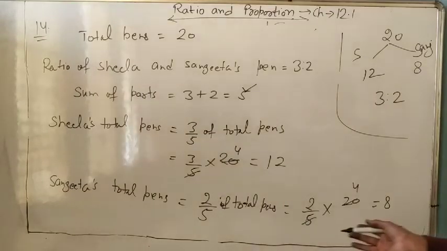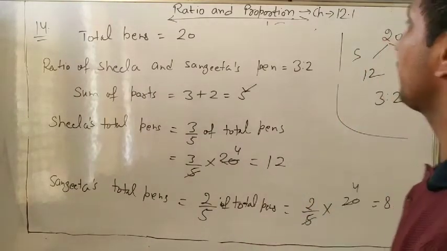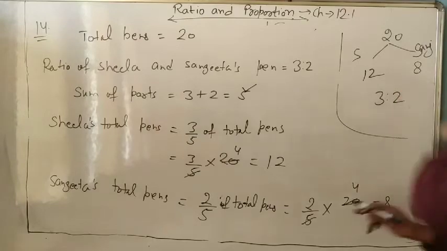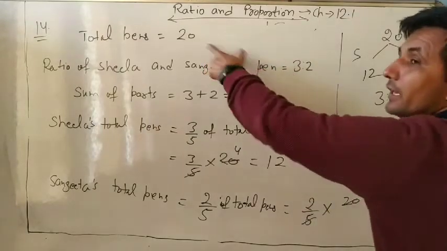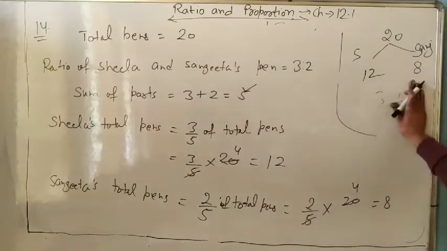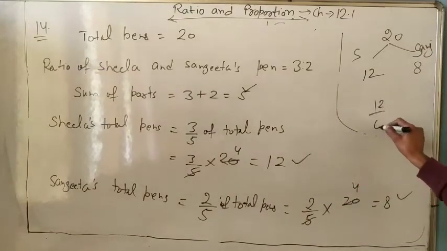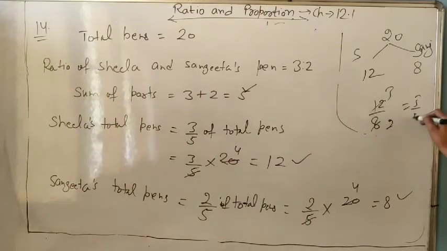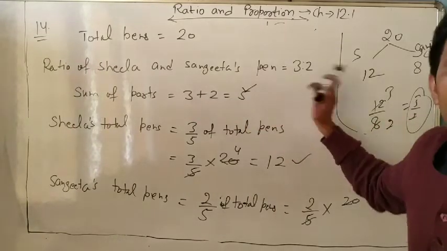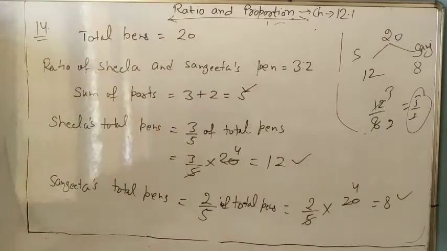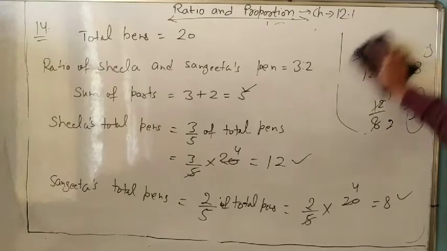Yes, you can verify your answer also. 12 plus 8 is 20. It means our answer is right. Whatever your answer comes to, take 12 divided by 8 and find the ratio: 4 threes, 4 twos. So what is it? 3:2. Yes, 3:2. It means our answer is right. Understand it? Understand or not?